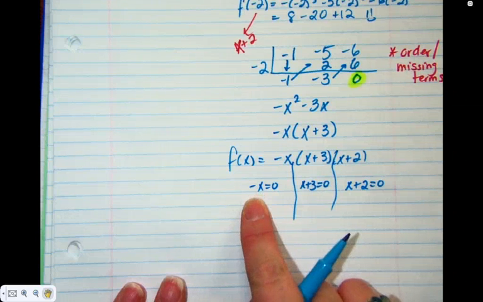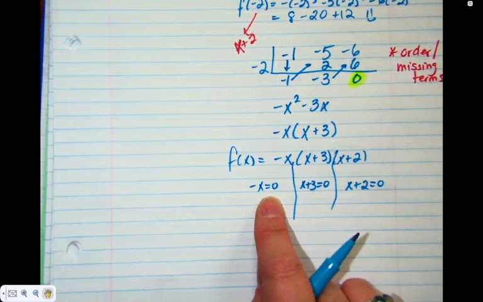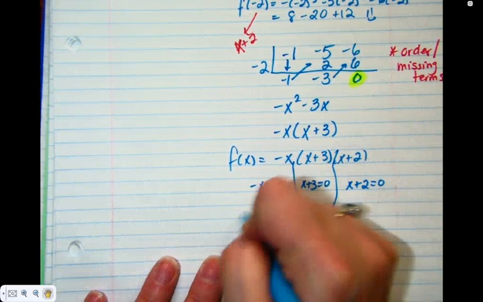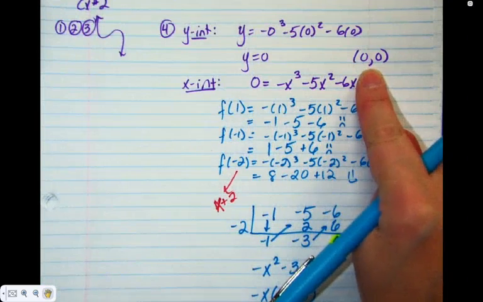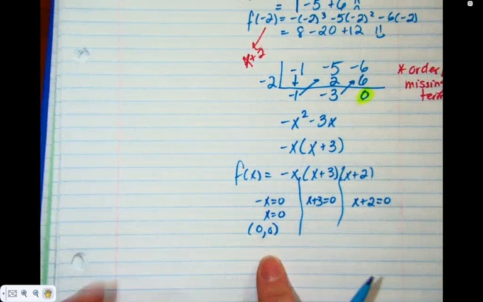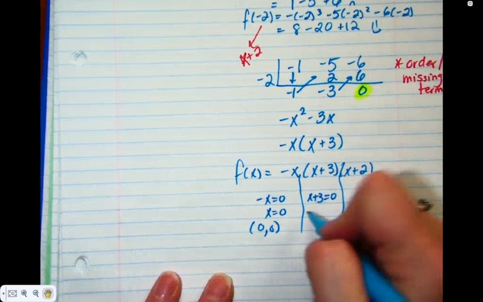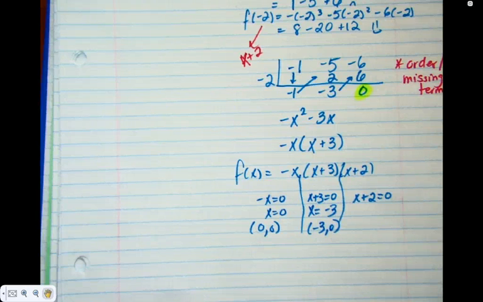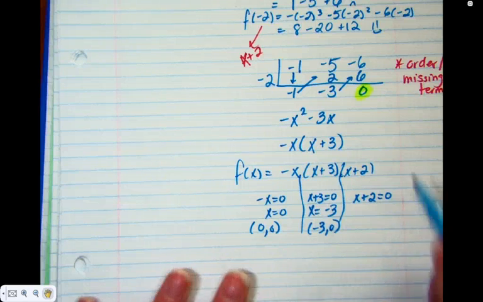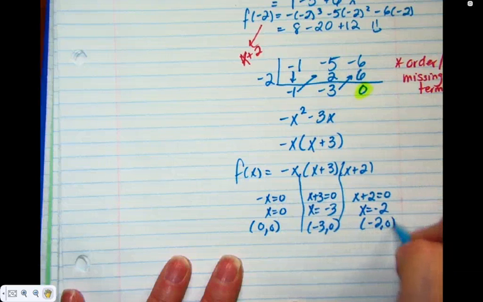How do I get rid of the coefficient of negative 1? Divide, so 0 divided by negative 1, it's just 0. And so this is the point 0, 0, which isn't a surprise because we had that up here as the y-intercept, and if it's the origin, it has to be an x-intercept. If x plus 3 equals 0, what does x equal? And so that's the point, negative 3, 0. And if x plus 2 equals 0, x equals, and so minus 2, 0.